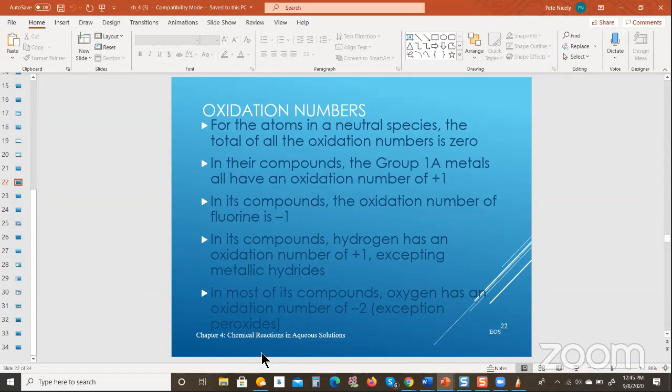Okay, the third rule is very specific. It has to do with fluorine. Whenever fluorine combines with any other elements to form compounds, the oxidation number of that fluorine is equal to -1, all right? Then we get to a rule concerning hydrogen.